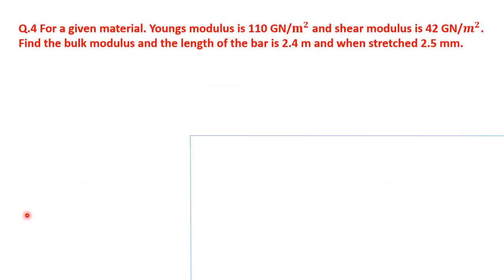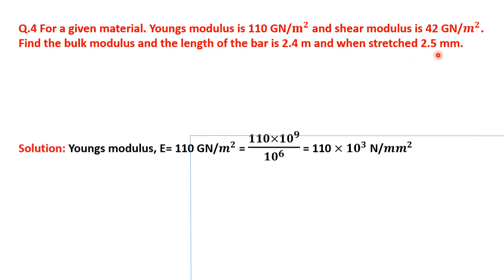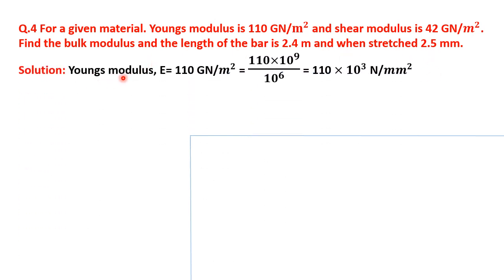So this is the next question. For a given material, Young's modulus is 110 giganewton per meter square and shear modulus is 42 giganewton per meter square. Find the bulk modulus. The length of the bar is also given, that is 2.4 meter, and when stretched it's 2.5 mm. This is nothing but delta L, that is change in length. This is the given data.